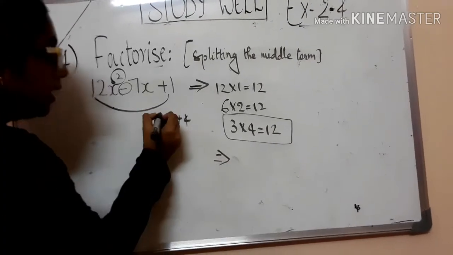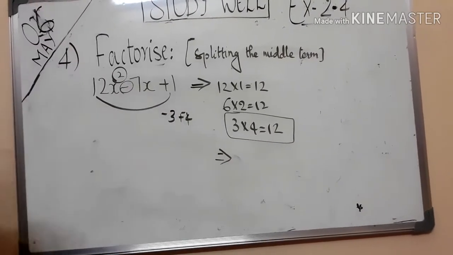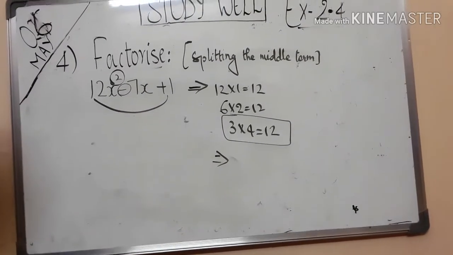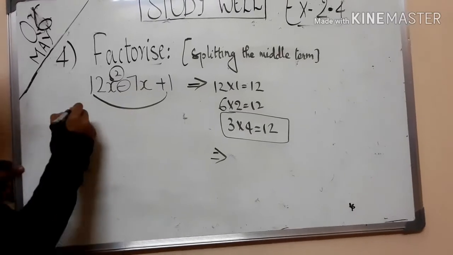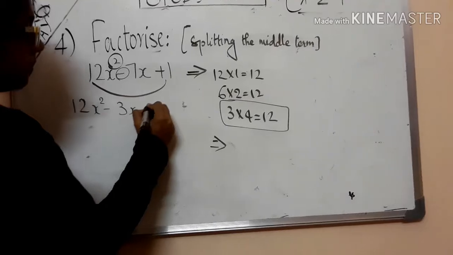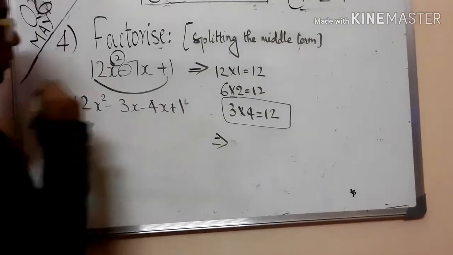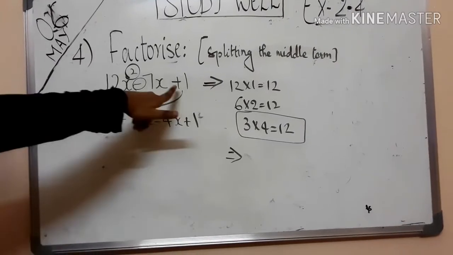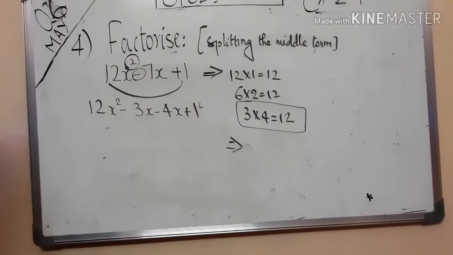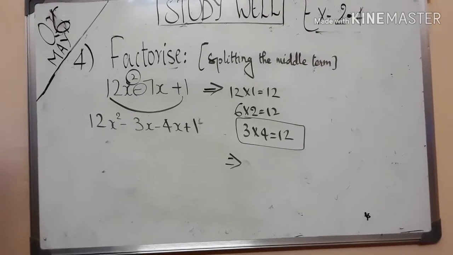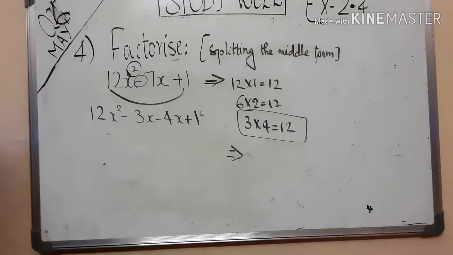When we add 3 and 4, we get 7. Is 7 equal to minus 7? No. So we need to add minus 3 and minus 4 with each other. Now let me write it down. 2x square minus 3x minus 4x plus 1. Here we know minus 3x plus minus 4x is equal to minus 7x. That is for sure.